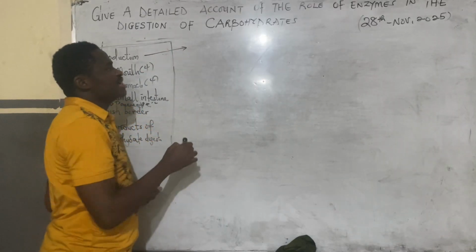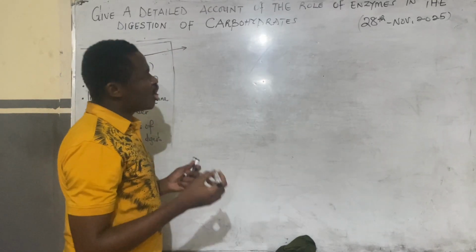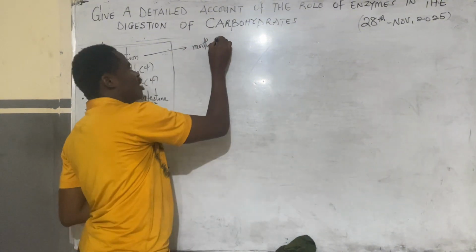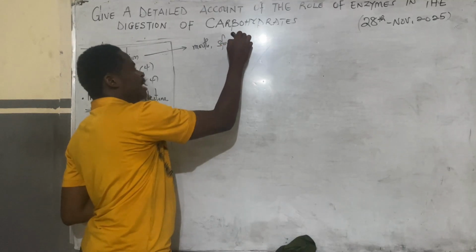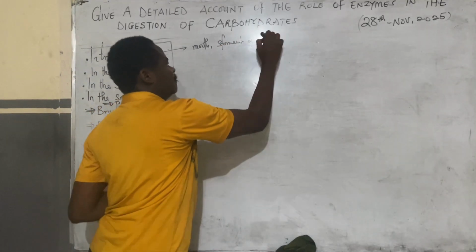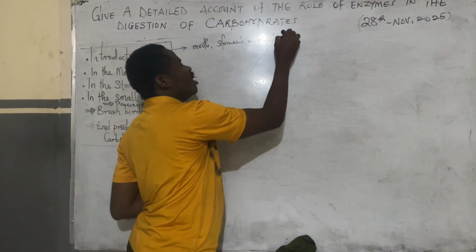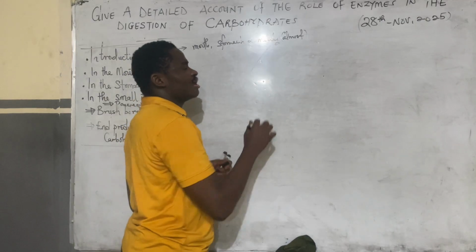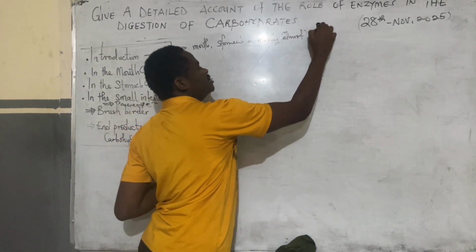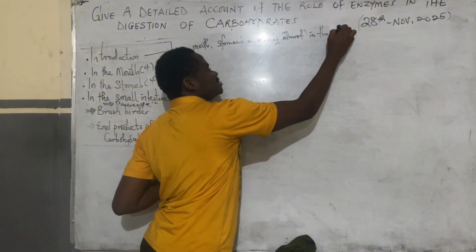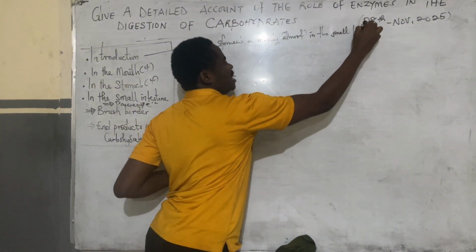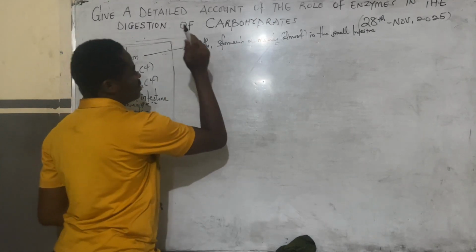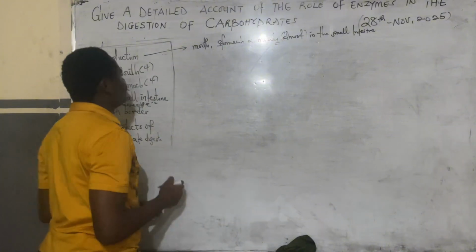My introduction is going to be that the digestion of carbohydrates occurs in the mouth, occurs in the stomach, and mainly, you can say mainly, or you can say almost. That means mainly, that's majorly, or almost, that means sometimes all of them, in the small intestine. So that's a very good way to introduce: the digestion of carbohydrates begins in the mouth, then to the stomach, and mainly or almost in the small intestine.